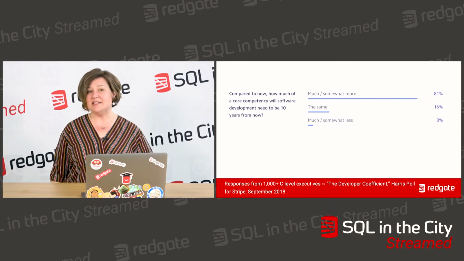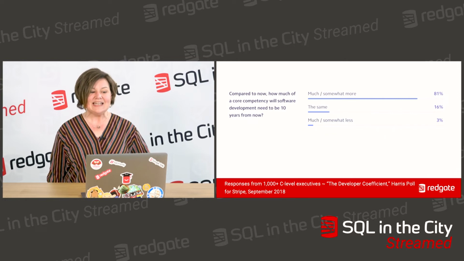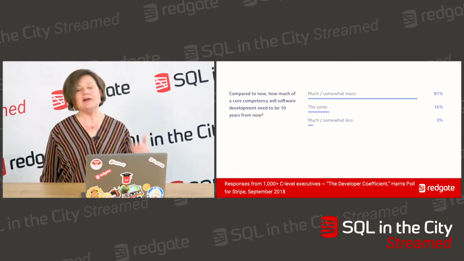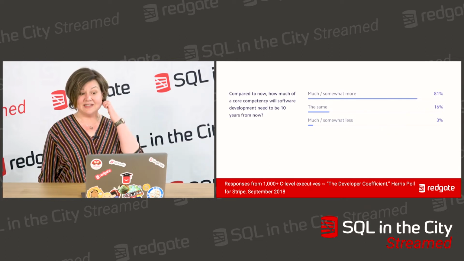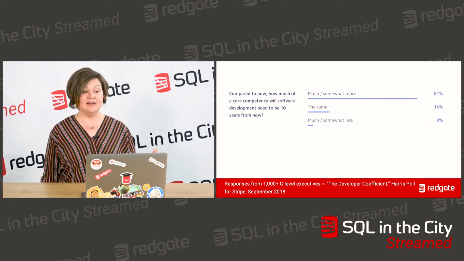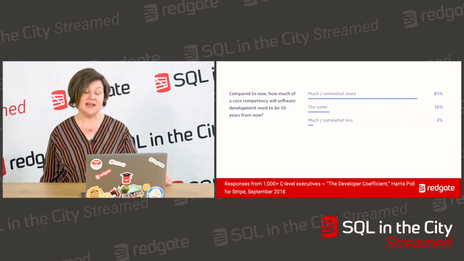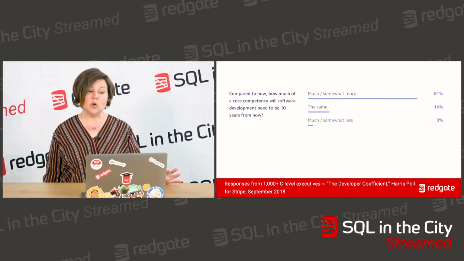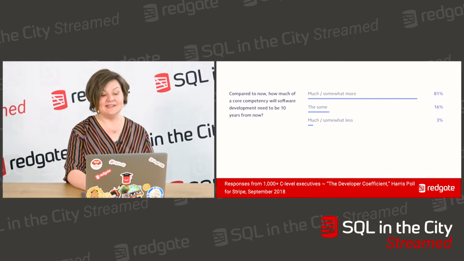And when they asked these folks to look forward and see what skills people will need in 10 years compared to now, how much of a core competency is software development going to be in 10 years? The folks who responded to this survey, this includes C-level executives as well as developers, said 81% of them said that software development is going to be even more of a requirement than it is now.